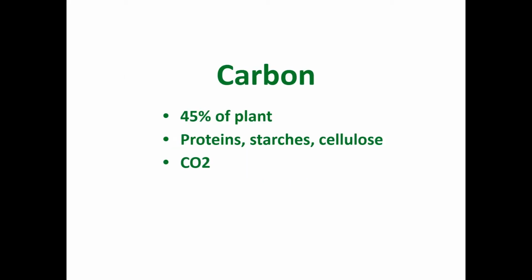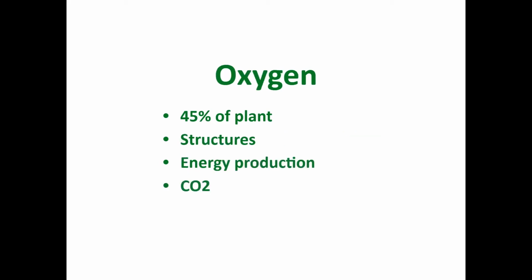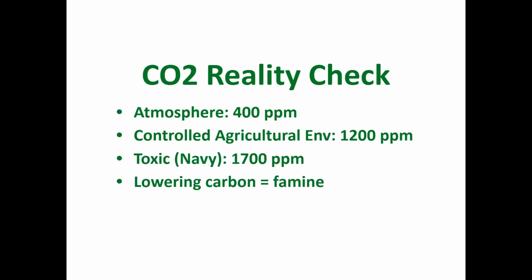The first element is carbon, which constitutes 45% of the plant. It's used for making proteins, starches, and cellulose. It comes from CO2. The next item is oxygen, which is also 45% of the plant tissues. It is used to make structures and also used for energy production, and it comes from CO2.